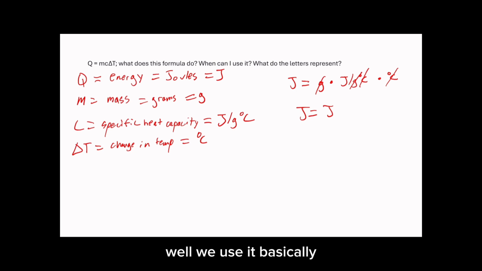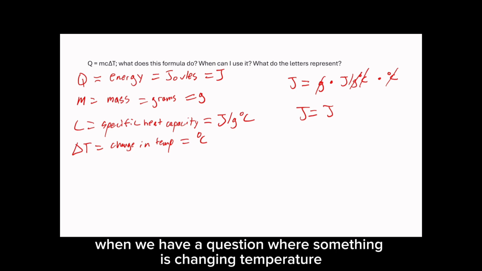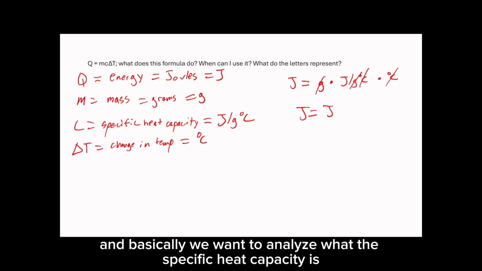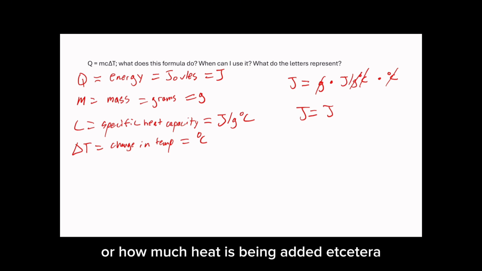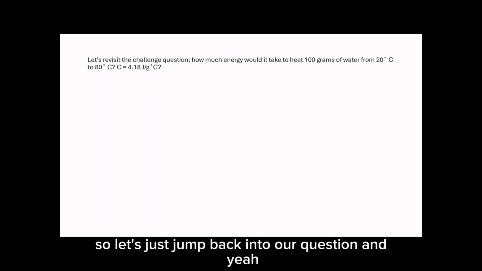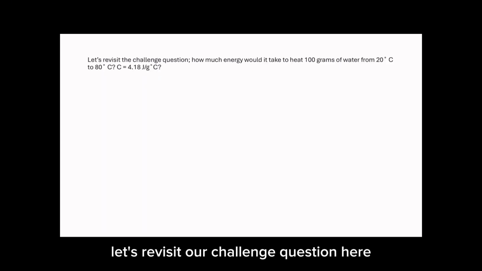So when can we use it? Well, we use it basically when we have a question where something is changing temperature or having some sort of heat added. And basically we want to analyze what the specific heat capacity is, or how much heat is being added, etc. So let's just jump back into our question, and let's revisit our challenge question here.